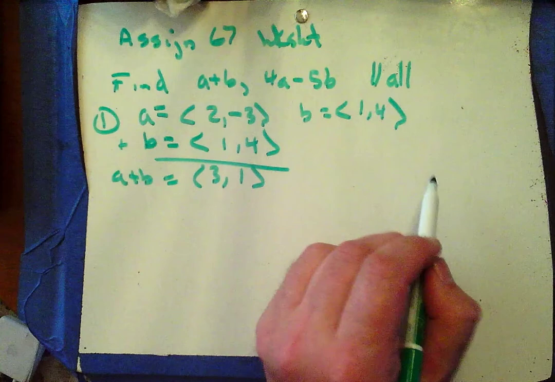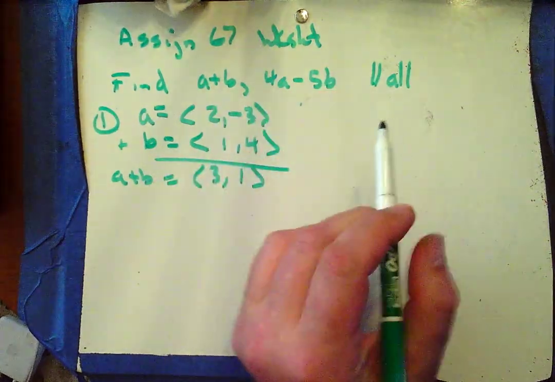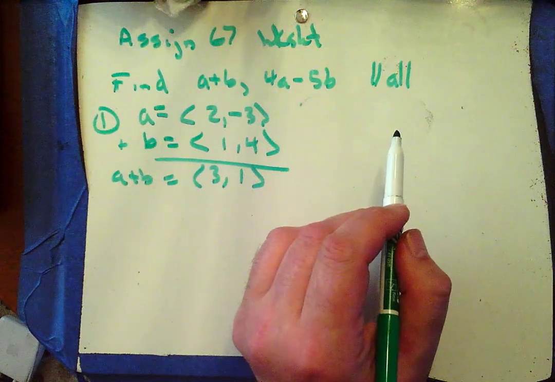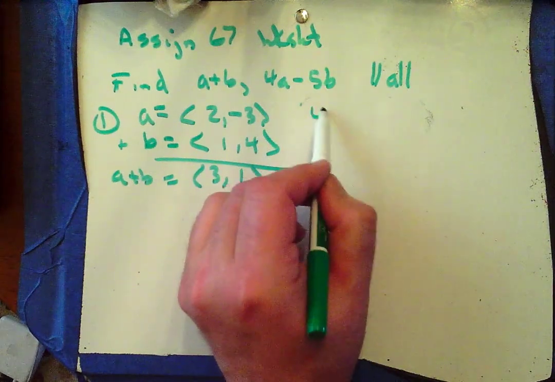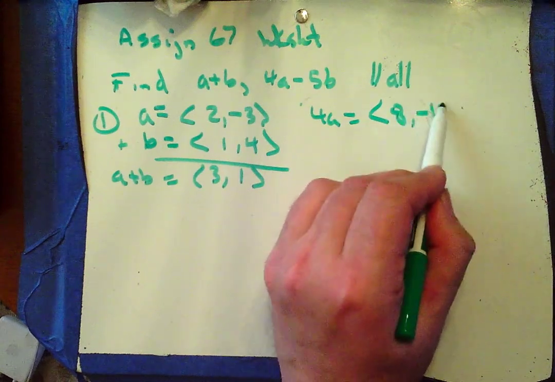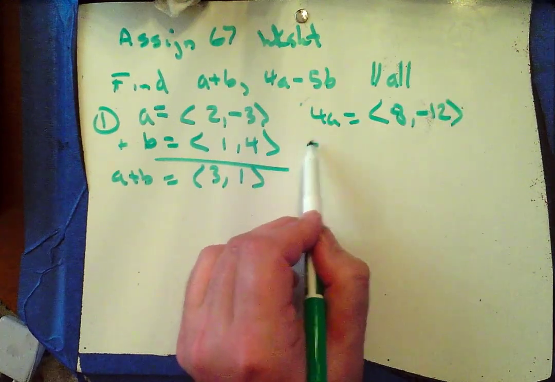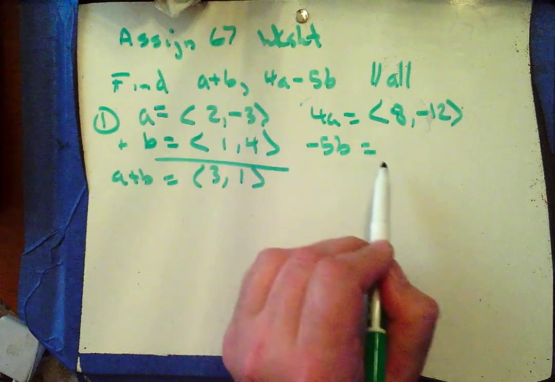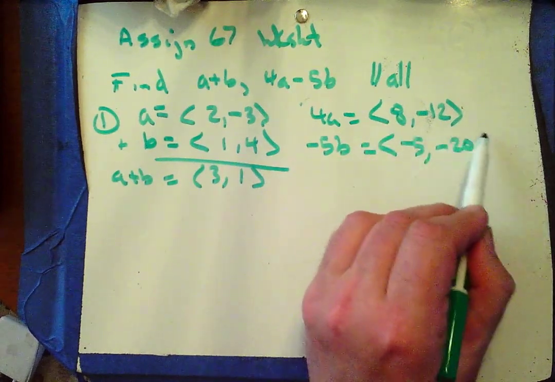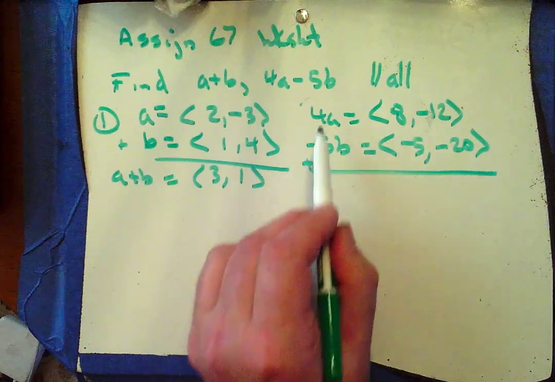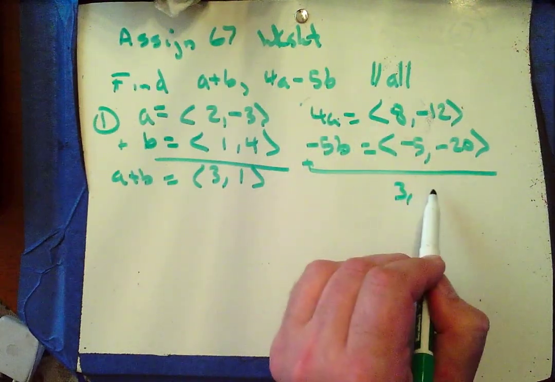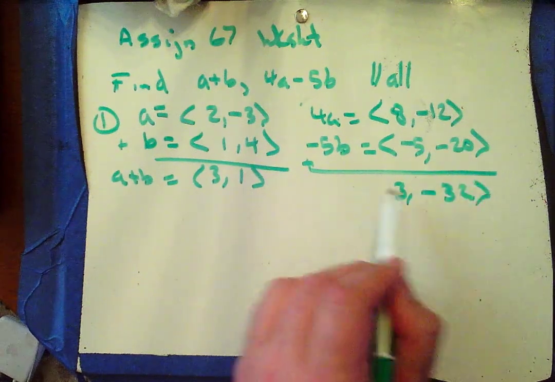And then I want this other problem called 4a minus 5b. So 4a is going to be 8, negative 12. And then minus 5b is going to be minus 5, minus 20. And when we add 4a and negative 5b, we get 3, negative 32.